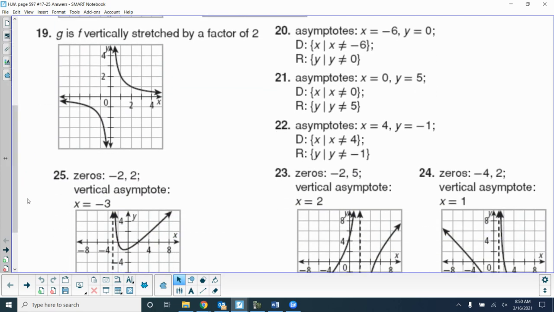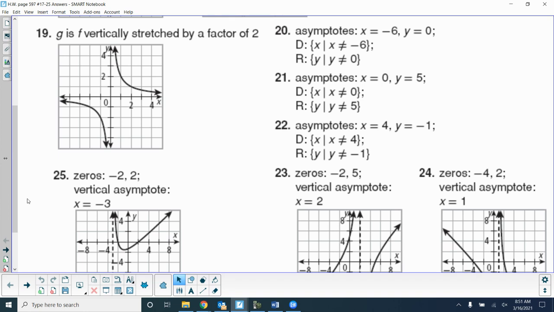There's 20 and 22. So your asymptotes, x equals -6. That's a vertical asymptote. Y equals 0 is your horizontal asymptote. And the domain is all real numbers except all x values except -6. And range is all y values except 0.